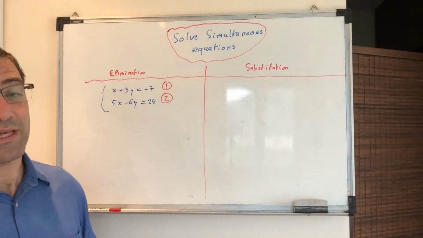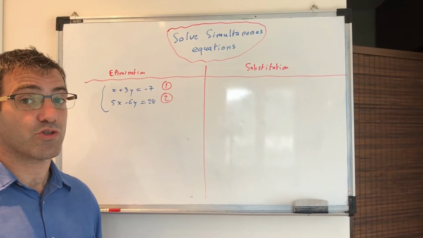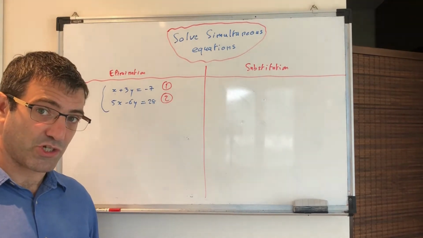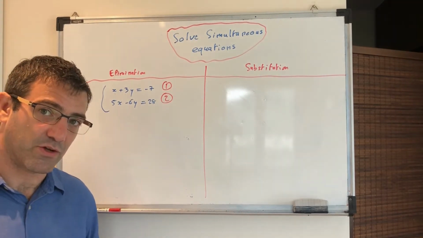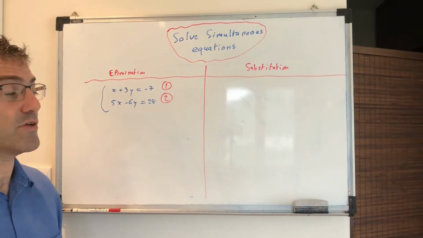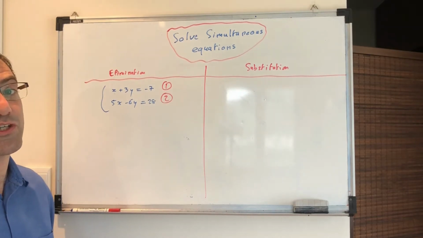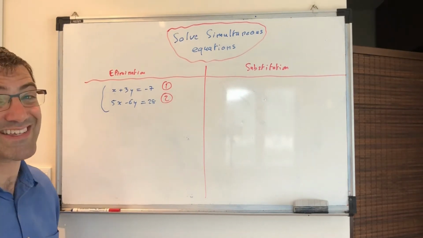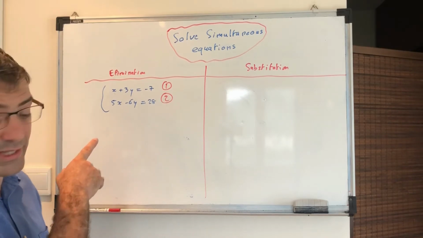The main issue being that we don't know how to solve equations with two unknowns. We need to change it to equations with one thing that you don't know, so that we know how to solve. So that's why we have a bit of an issue when we have two variables, like you have x's and y's. So let's start with elimination.